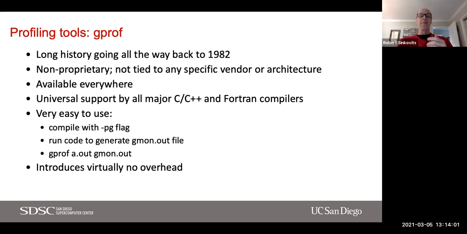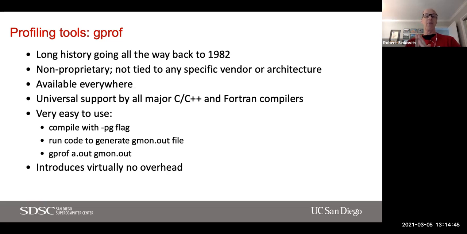Another great thing about Gprof is that it is non-proprietary. It's not tied to any specific vendor or any specific architecture. As far as I can tell, it's available everywhere, and there's universal support by all major C, C++, and Fortran compilers. In fact, I have never come across a C or Fortran compiler that didn't provide support for Gprof. I know across Intel, GNU, AOCC, the AMD Optimizing Compiler Collection, which is built on LLVM. So if you've ever heard of Clang or Flang compilers, they support it. PathScale, PGI, so pretty much universal support.